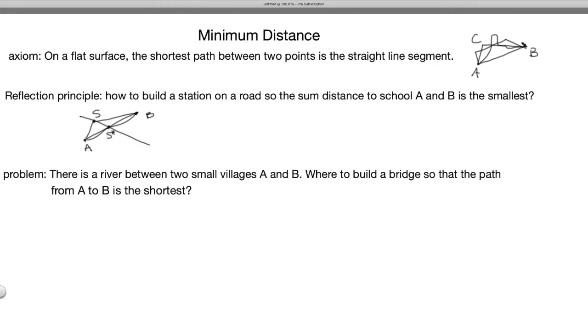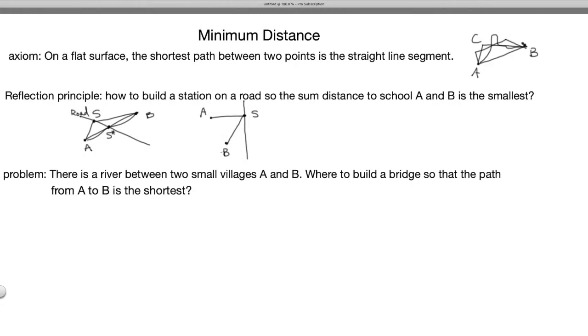So for two schools on the two sides of a road, the station is going to be built at the crossing point of the line AB with the road. That will give you the smallest distance. The second case is more tricky. What if the two schools are on the same side of the road, A and B, and we want to build a station S such that AS plus SB is the smallest?